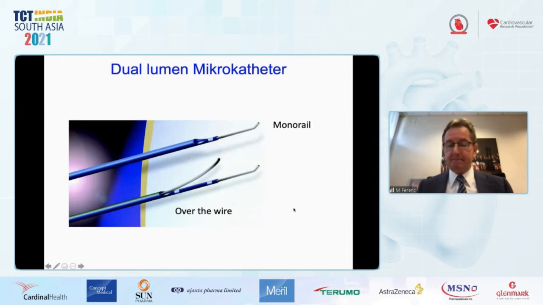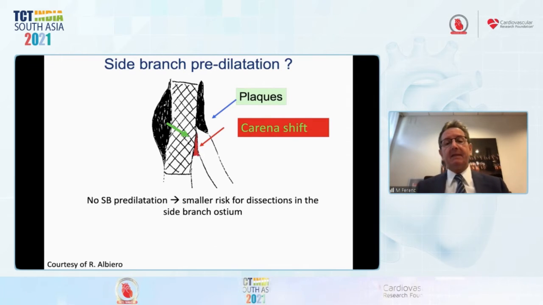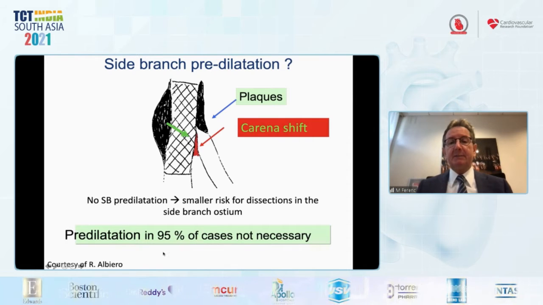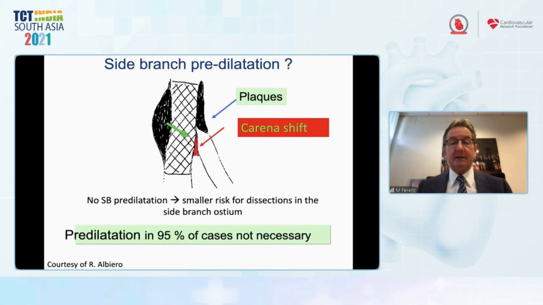Other options will be a dual lumen micro catheter. So another very important question: should we always perform predilatation of the side branch? And the answer is very clear. We don't need systematic side branch predilatation. In more than 90% of cases, to start with side branch predilatation is not really necessary.